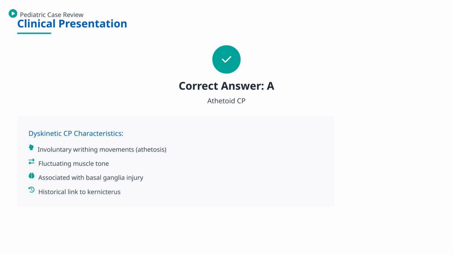Athetoid cerebral palsy, also known as dyskinetic cerebral palsy. This subtype is characterized by involuntary, writhing movements, facial grimacing, and fluctuating muscle tone that varies between hypotonia and hypertonia. It often results from basal ganglia injury and has historical association with kernicterus from severe hyperbilirubinemia.